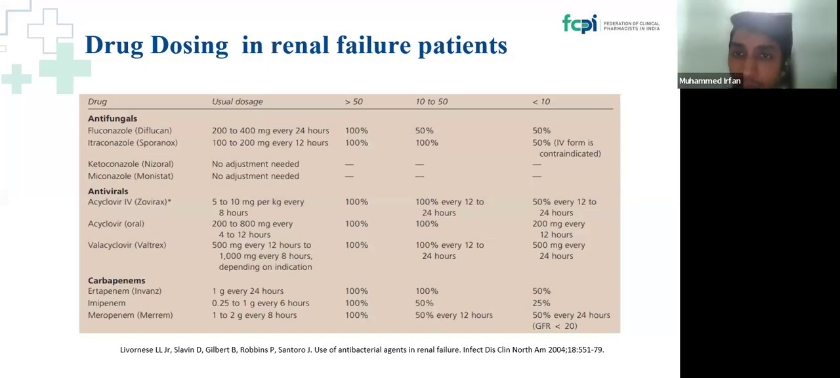And drug dosing in renal patients. In the antifungals, mostly fluconazole is seen. If the patient's GFR is below 50, then a 50% reduction of the determined dose of fluconazole should be done. And in the antivirals, acyclovir is very important. The 100% dose should be administered, but the changes are made in the frequency, as determined, and should be implemented in the patient.